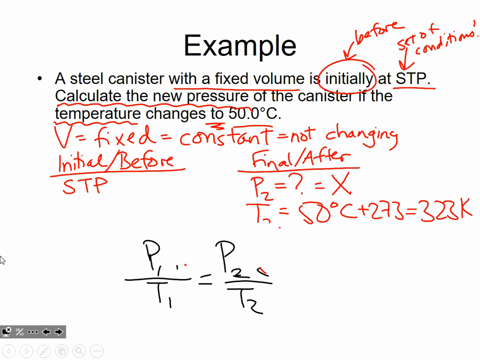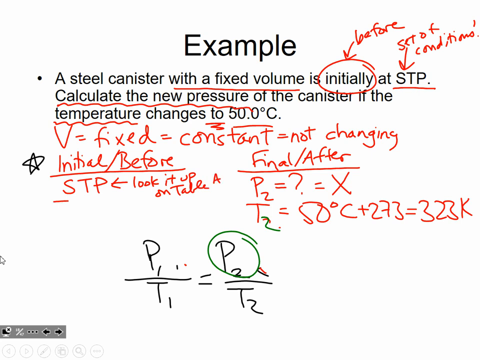Looking at the question, it asks me to solve for P2. So this is our X, right? So that means we must know everything else. But notice it didn't give me numbers for P1 or T1. So that's going back up to our initial. All it told me was that initially we're at STP. Well, STP refers to certain temperatures and pressures. So what temp and pressure does it mean? So we need to look it up on Table A.